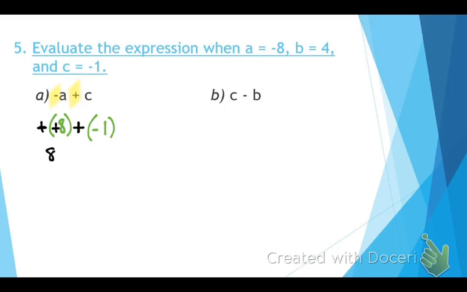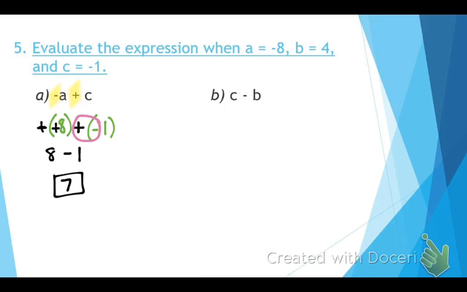Now, we've talked a lot about this. I have plus a negative number. Who always wins? Negative. So if I'm adding a negative number, it simply means I am subtracting. And then you bring your 1 down. What is 8 minus 1? 7. Raise your hand if you got it. Okay, good job.